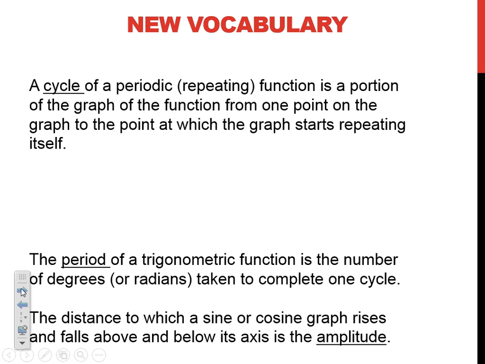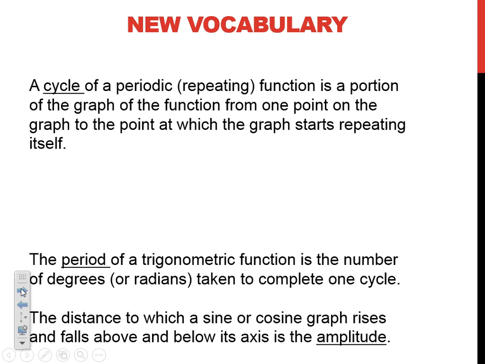Now, a period of a trigonometric function is the number of degrees or radians taken to complete one cycle. Now, if you want to note this down, we're always going to draw 2 cycles whenever we're creating our graphs. And last but not least, the distance to which a sine or cosine graph rises and falls above and below the axis is called the amplitude.